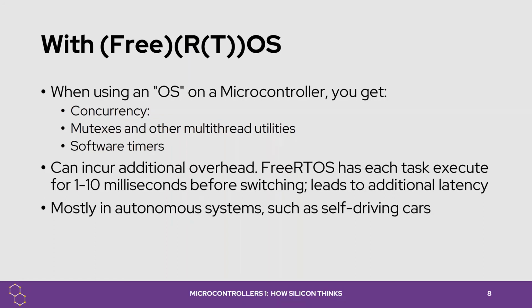FreeRTOS is categorized as a threading library. Using this kind of library can make concurrent operation easier on microcontrollers. FreeRTOS has each task executed for 1 to 10 milliseconds before switching. This means that there will be higher latency. Robot operating systems are mostly used in autonomous systems, such as self-driving cars and autonomous flight vehicles.